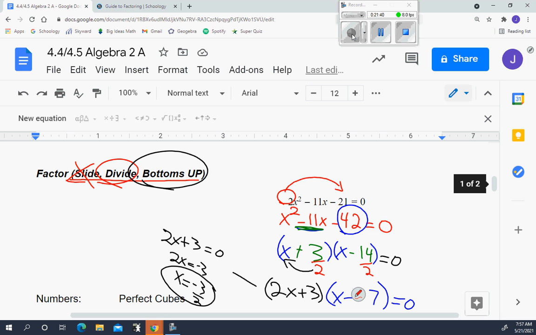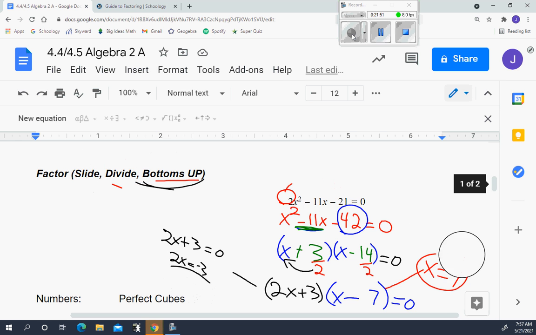Over here, x minus 7, well, x equals 7. Done. Slide, divide, bottoms up. Makes it easy to factor.